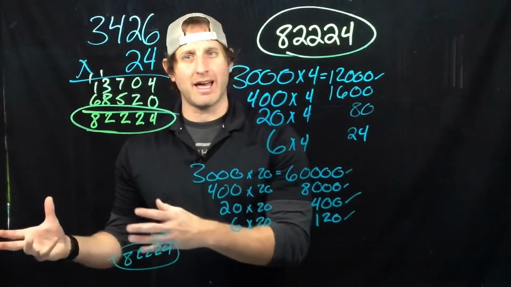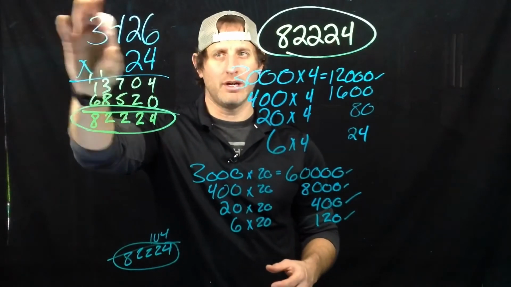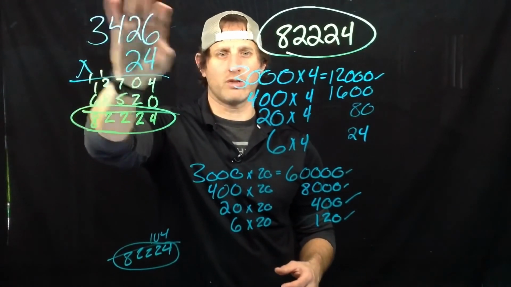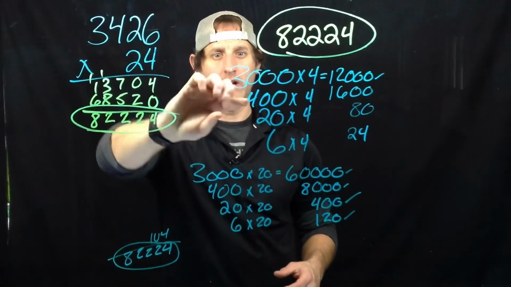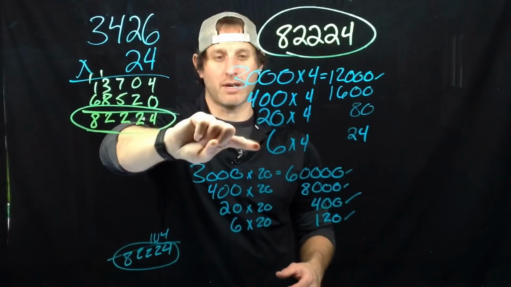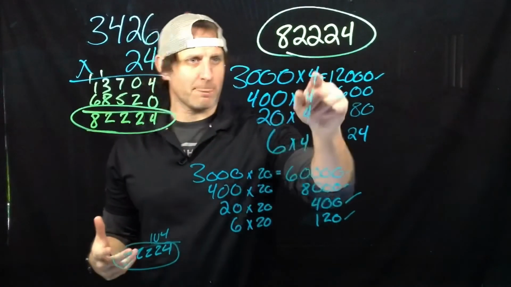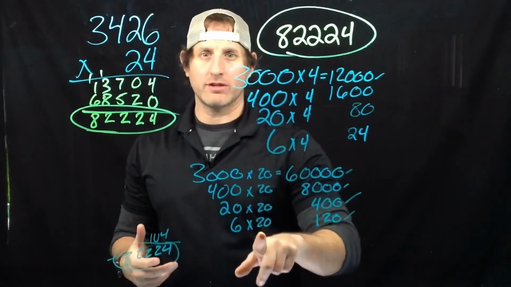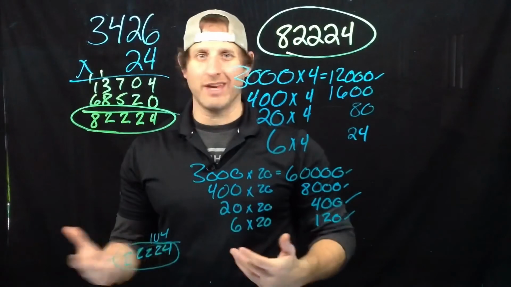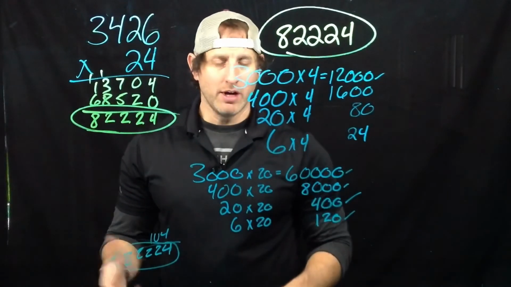Simply break it down into expanded form, like we did here. 3,426 becomes 3,000 plus 400 plus 20 plus 6, and then break down what you're multiplying into the ones and then the 20s, and then just multiply and add the extra zeros to the end of the number.